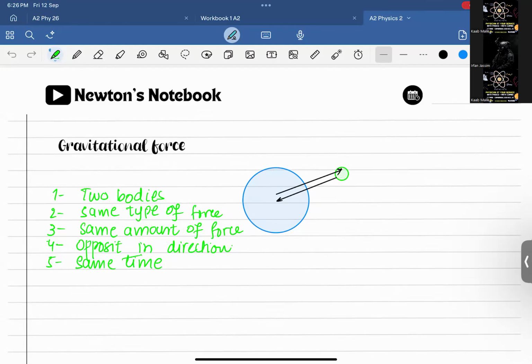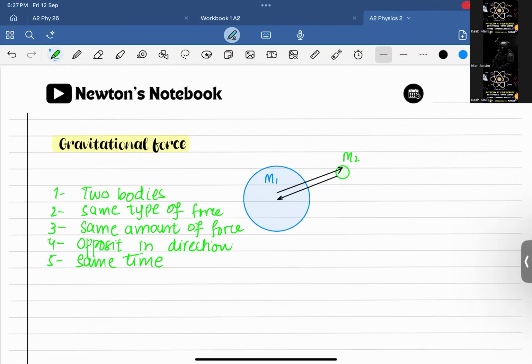Okay. So basically, in yesterday's class, we were discussing the gravitational force, and we were starting the gravitational force with the help of Newton's third law. Then we said that the forces will be equal and opposite from both the masses m1 and m2. Okay. So this is the mass m1, and that is m2.